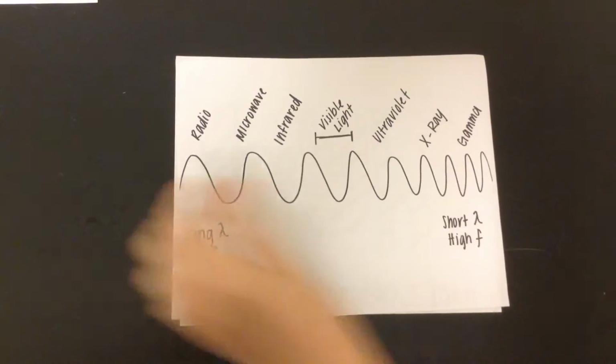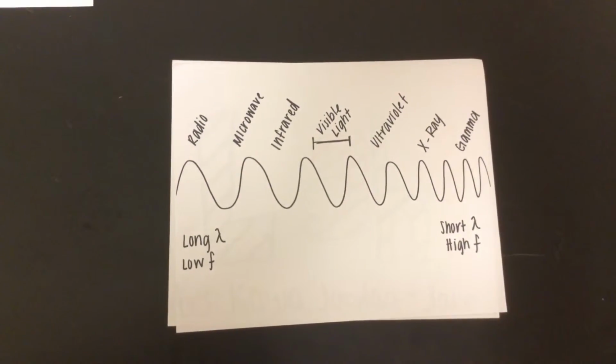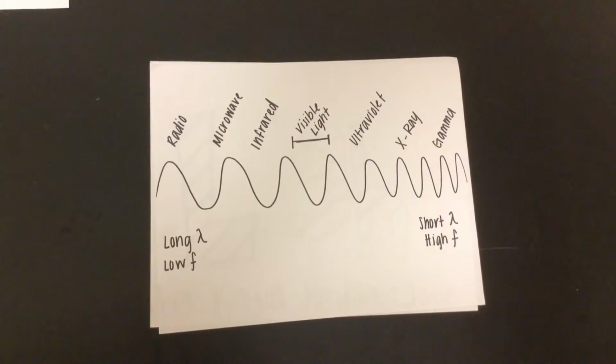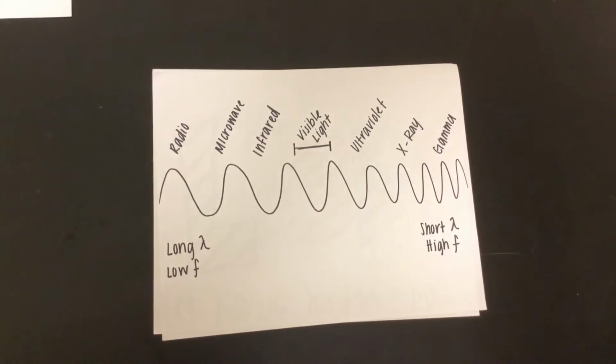This is the electromagnetic spectrum. It illustrates the spectrum of light waves, with waves with long wavelengths and low frequencies on the left, and waves with short wavelengths and high frequencies on the right.